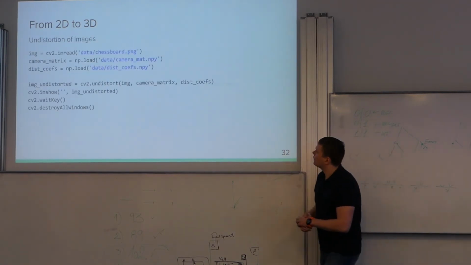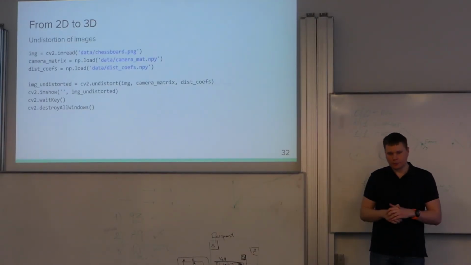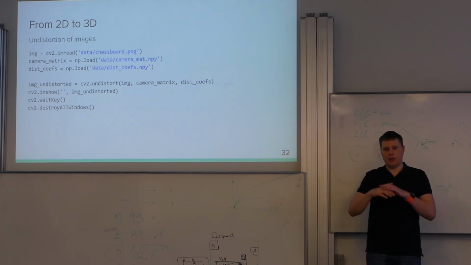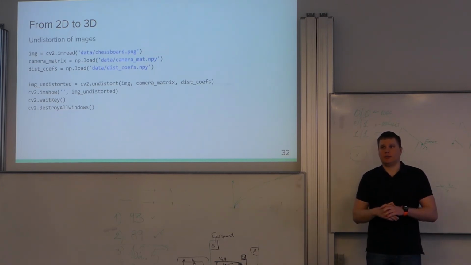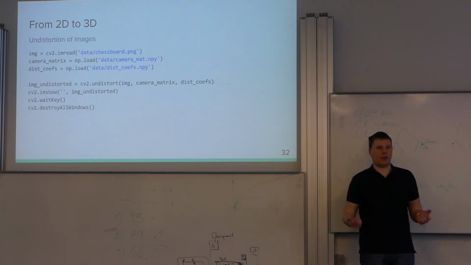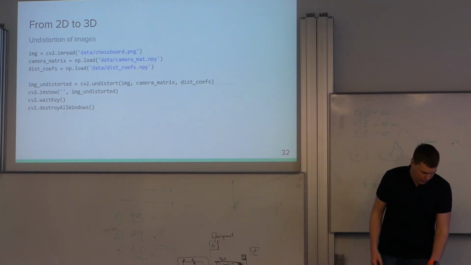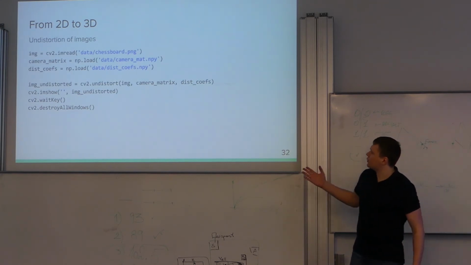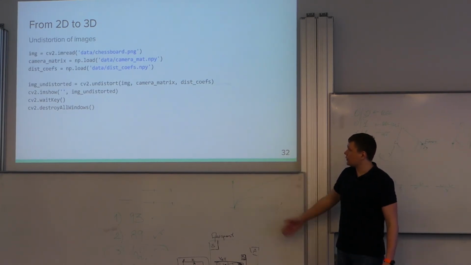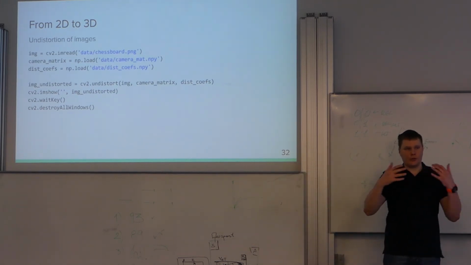Also, OpenCV can remove this distortion from lenses, so that our lines are back to being straight, not curved. This piece of code does actually this. The CV undistort function helps you to remove these distortions.